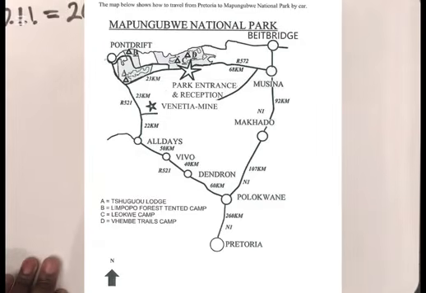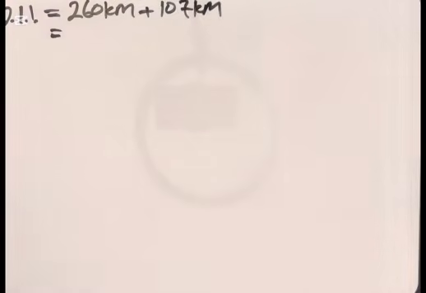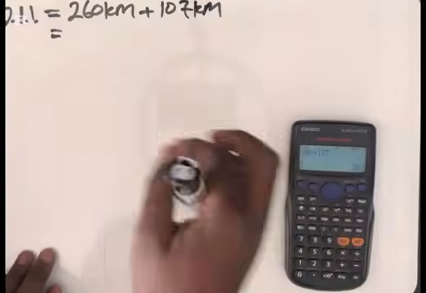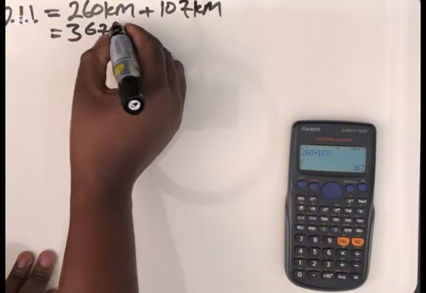So we add the two. We use a calculator to say 260 plus 107. Our answer here is 367 kilometers.